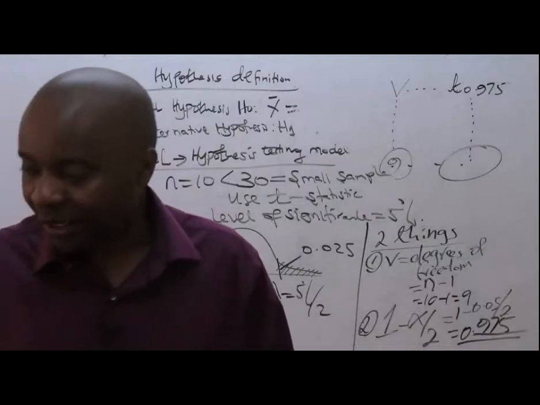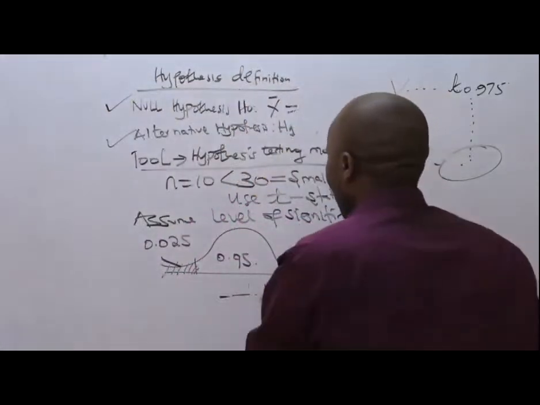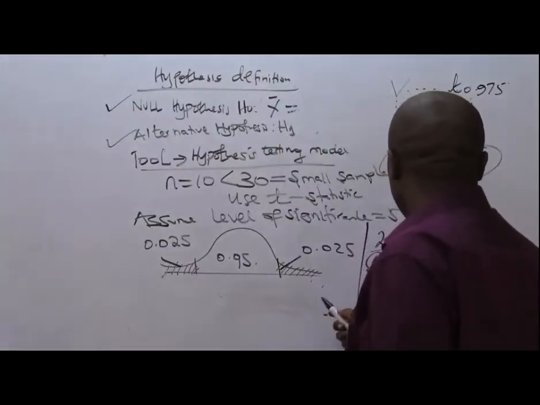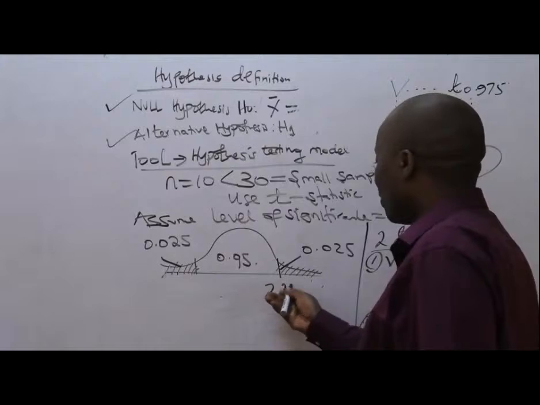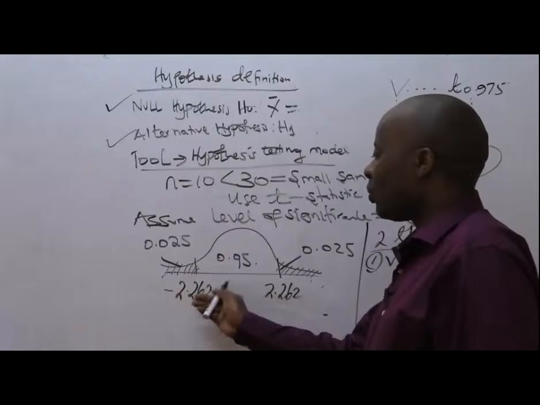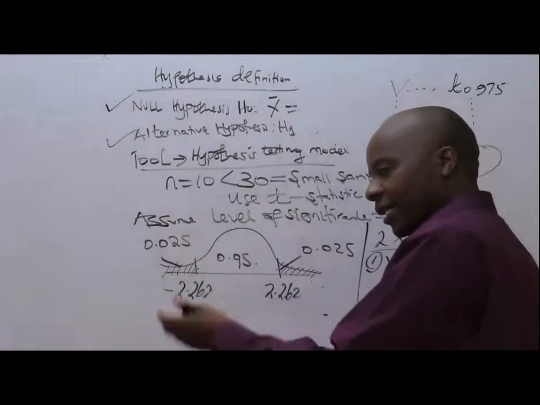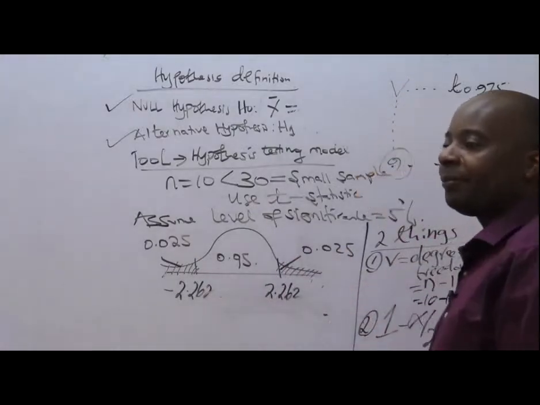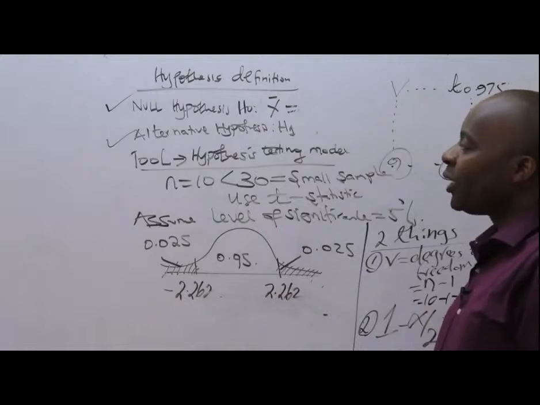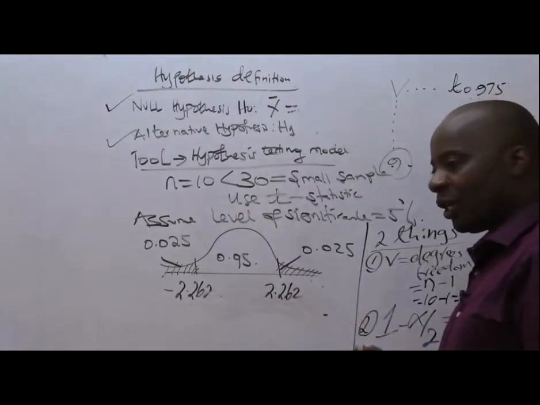Now, so we have been able to get our T critical. It's called T critical, and we are saying here it is 2.262. Then this will be minus 2.262, minus because it's on the other side. Now, ladies and gentlemen, we've been able to put down the tool. This is very important for hypothesis testing.